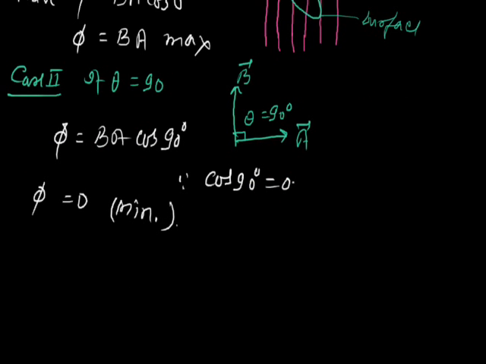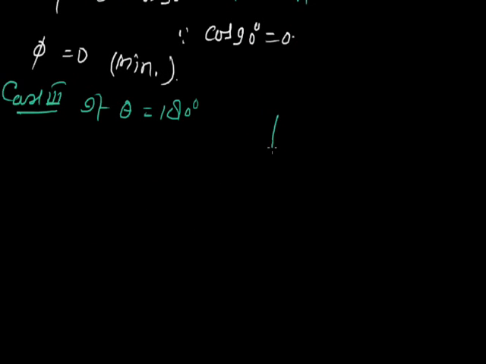Now case 3, if theta is 180 degree, in this way, that's the direction of B, that's the direction of A, this angle is 180 degree.